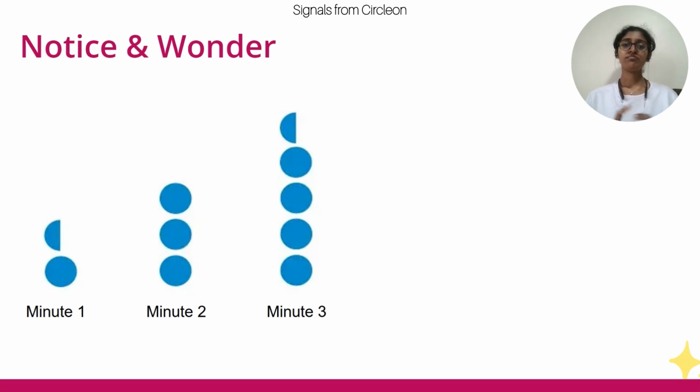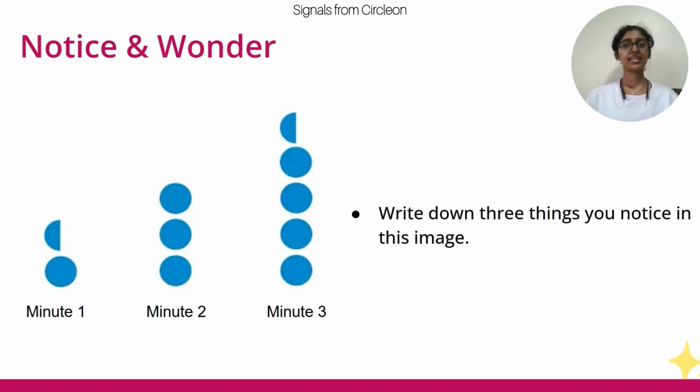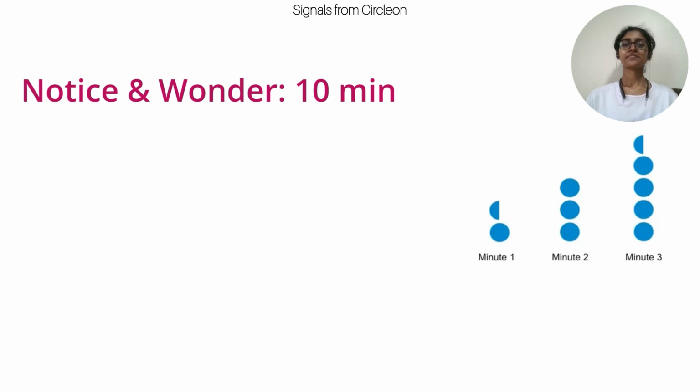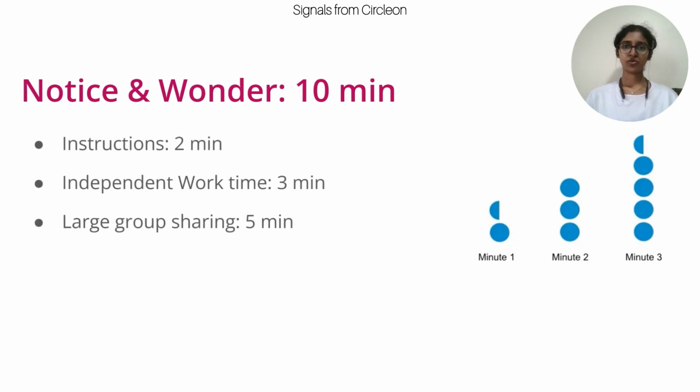As you already know, this image is already given in the student handout. Based on their observation of this, they're going to answer two questions: write down three things that they notice here, and any one question that they might have. This section is for a total of 10 minutes. This is how the time division looks.